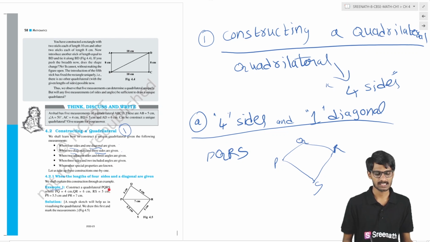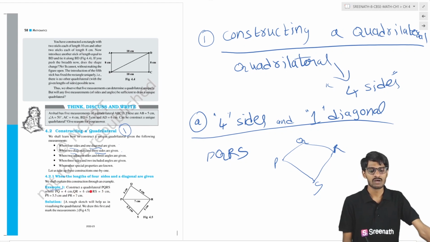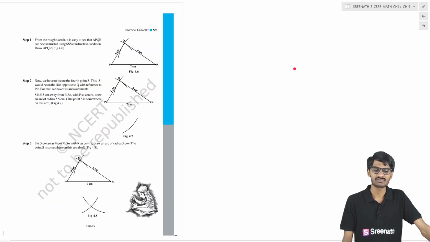Suppose PQRS is a quadrilateral, where the length of PQ is equal to 4 centimeters, QR equal to 6 centimeters, RS equal to 5 centimeters, PS equal to 5.5 centimeters, PR equal to 7 centimeters. So these are the lengths. He has given the lengths of 4 sides and 1 diagonal, students. So we have to solve this in terms of steps.